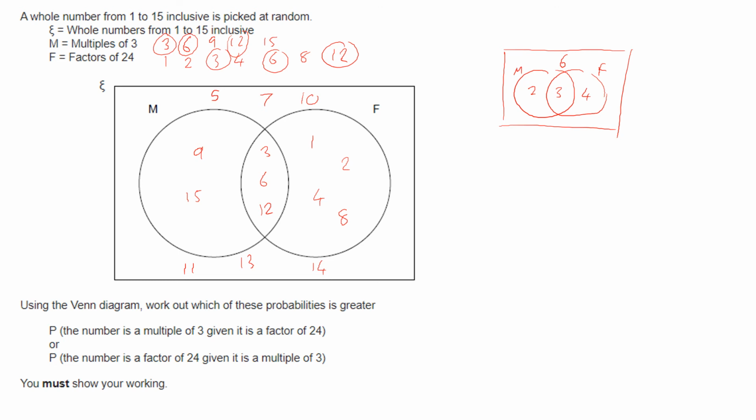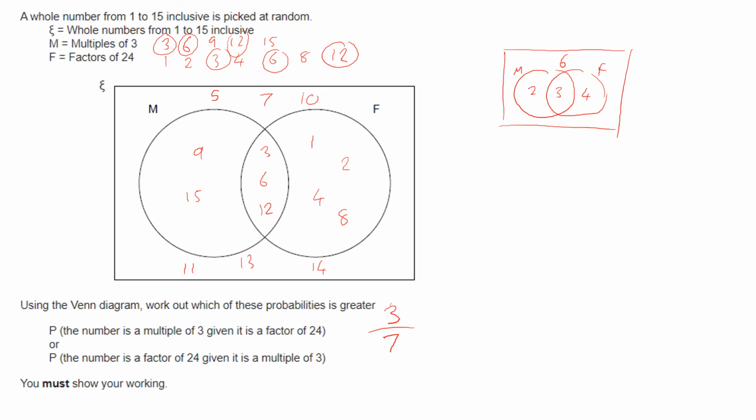We want to find the probability the number is a multiple of 3 given that it is a factor of 24. Well, how many factors of 24 are there? We found 7 factors of 24. That's the 4 and the 3 put together here. And how many of those were also a multiple of 3? That was, well, 3 of them, so that's 3 sevenths.